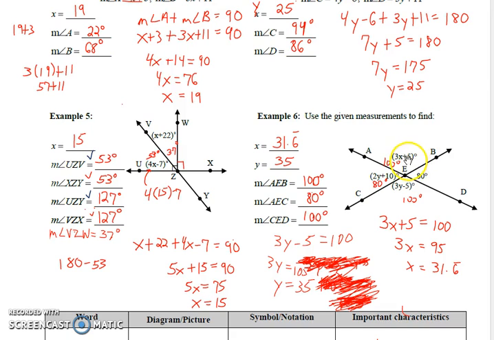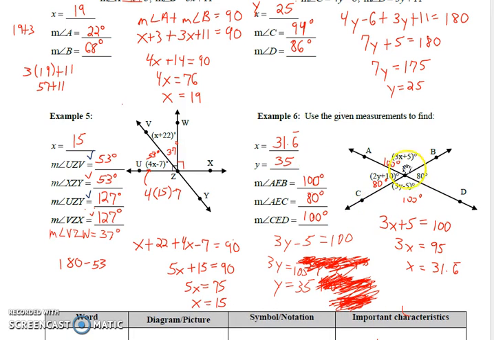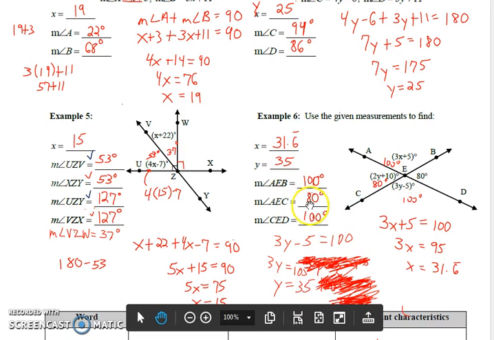They're supplementary. So I set 3x plus 5 equal to 100. I would have got the same result if I did 3x plus 5 plus 80 equals 180. I solve, I get x. Here's x. Now, for y, I say, okay, look, if this top angle here, AEB, is 100, isn't CED also equal to 100? Because they're vertical angles. So I set 3y minus 5 equal to 100 to solve for y. Once I get x and y, I just substitute them into the different expressions to get the value.